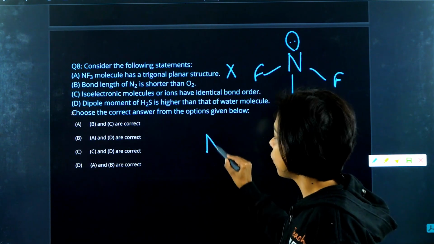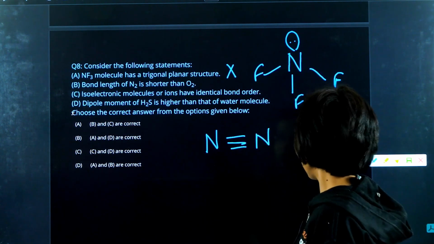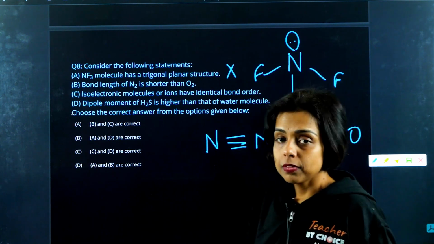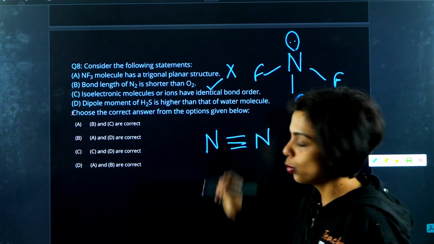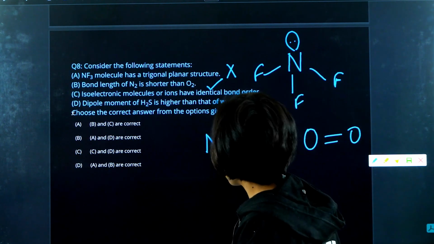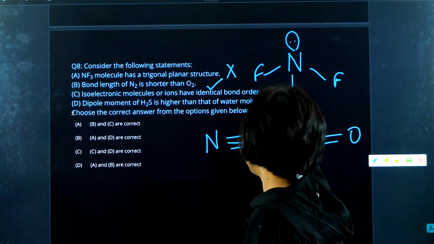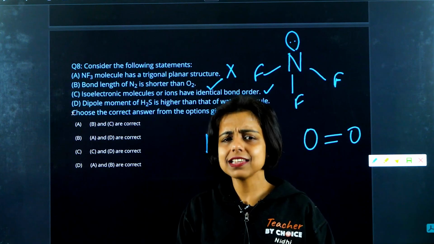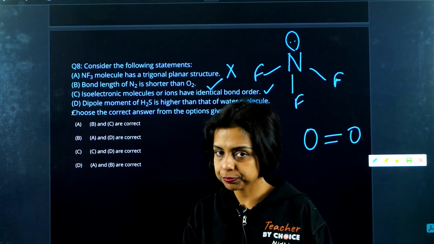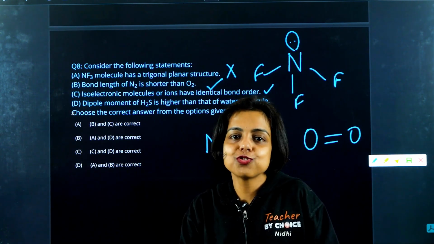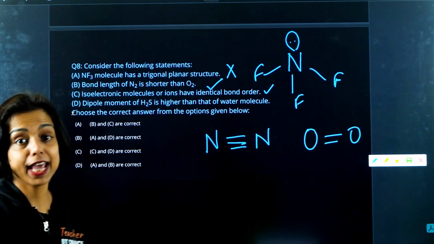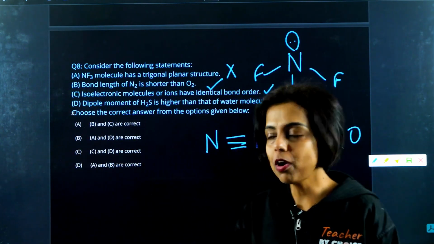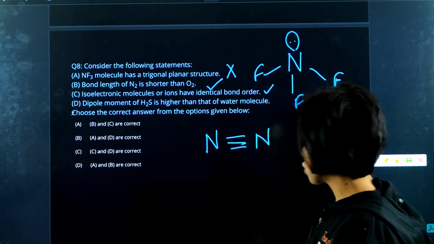The bond length of N2. N2 has a triple bond, whereas O2 has a double bond. So the more the bond order, the smaller the bond length. Bond length of N2 is shorter than O2. Indeed, it is the right statement. Next, isoelectronic molecules or ions have identical bond order. In general, we can say it is true. I hope you remember the shortcut method that we use, number of electrons, to calculate the bond order. So if the same number of electrons are there, isoelectronic, we'll mark their bond order same. So yes, in general, we can say this is a true statement.